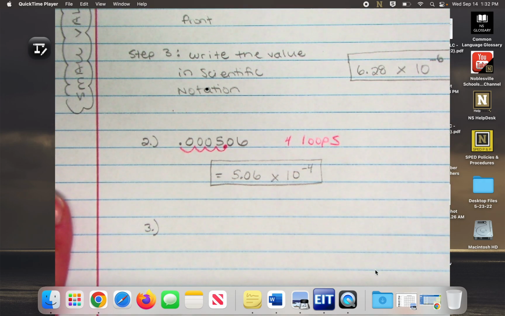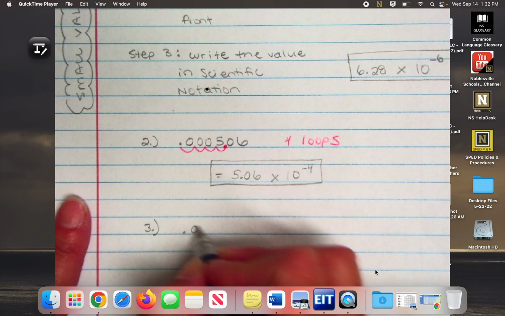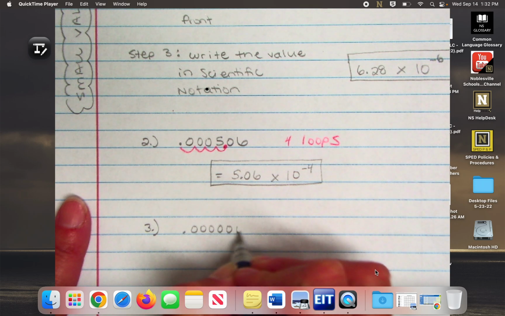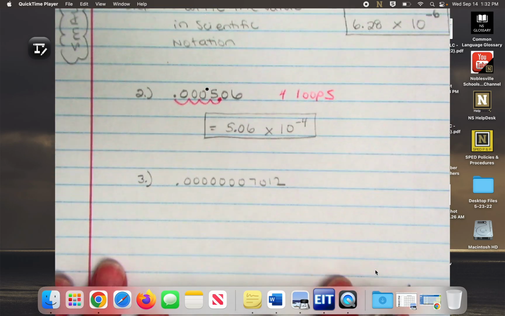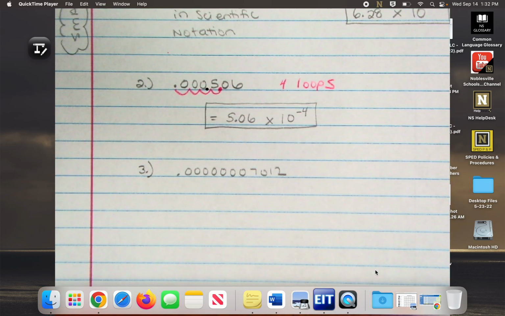All right, this last one proves my point as to why we need scientific notation. All those zeros can get kind of confusing to keep track of. There are 7 of them. Beautiful. Where will my decimal go?